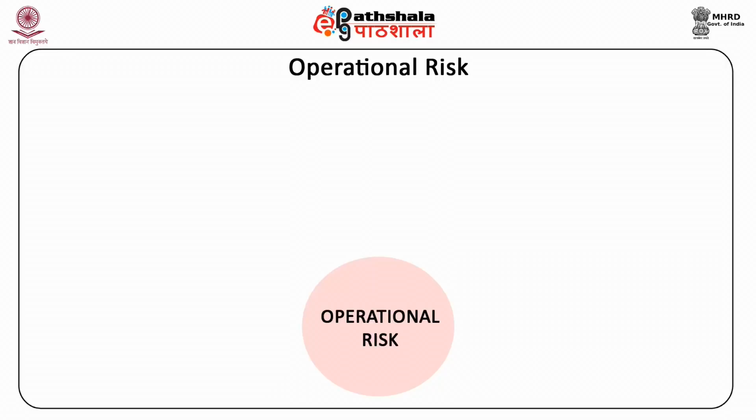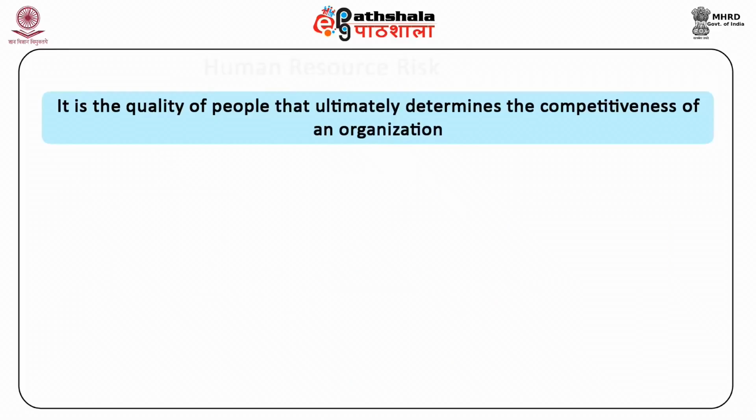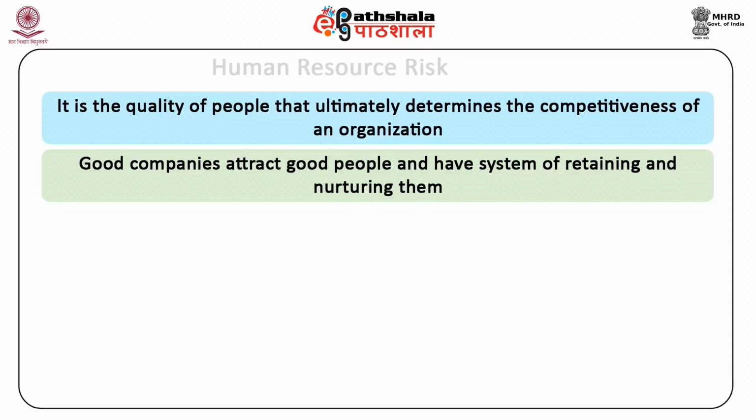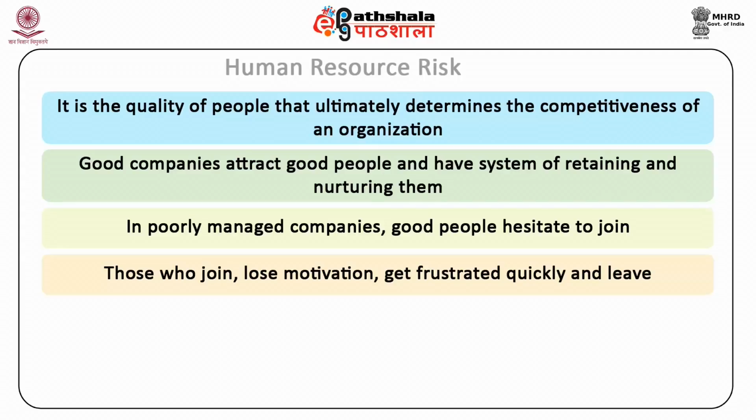These can broadly be categorized as follows: human resource risk, scheduling risk, compliance risk. Human resource risk. It is the quality of people that ultimately determines the competitiveness of an organization. Good companies attract good people and have system of retaining and nurturing them. In such companies, there is never a leadership vacuum. On the other hand, in poorly managed companies, good people hesitate to join. Those who do join lose motivation, get frustrated quickly, and leave.